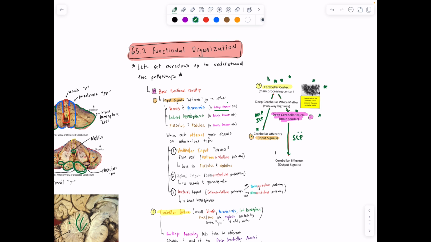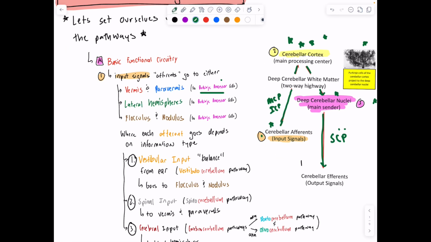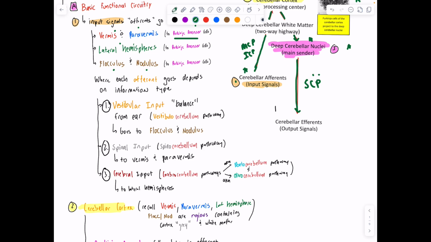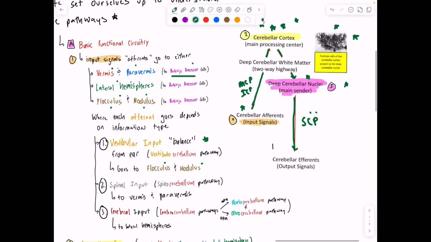In terms of where in the cerebellar cortex it goes, you're going to go to different places. We said, what are the different regions? Remember, we have vermis, paravermis, lateral hemisphere. You could also go to flocculonodular lobe, and this really depends on the information type. So we're most familiar with the vestibular system. So balance input is going to go to the flocculonodular region of the cerebellar cortex.